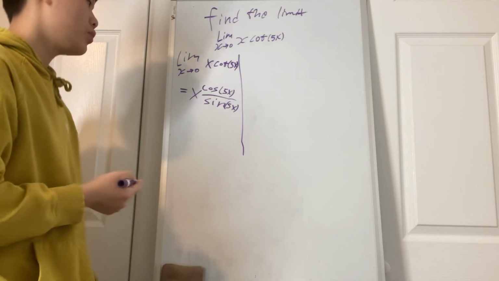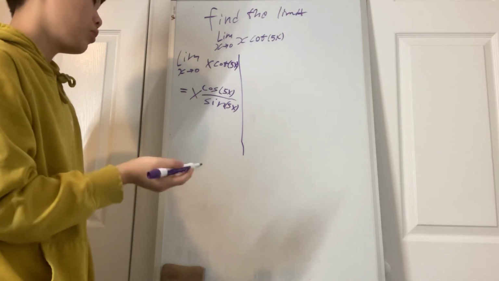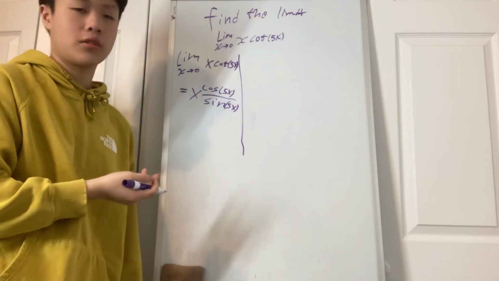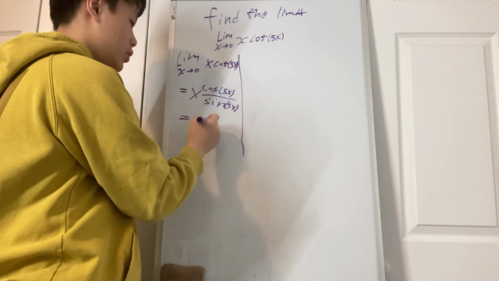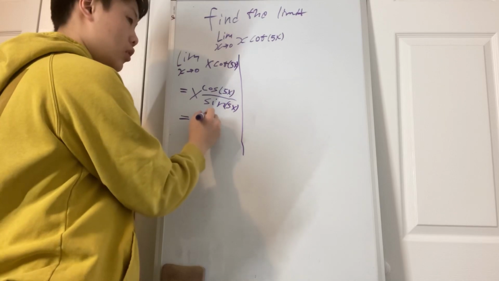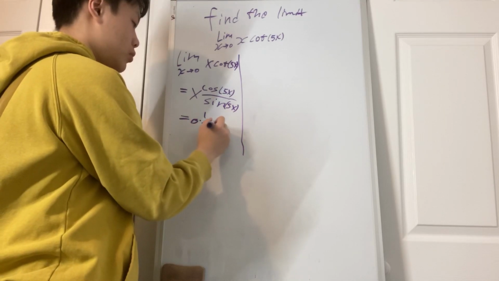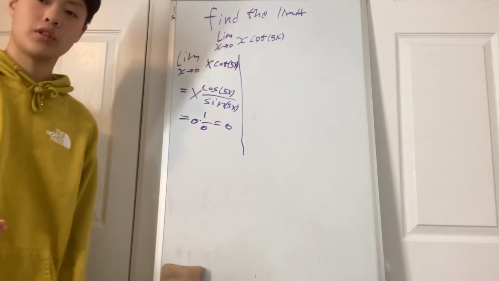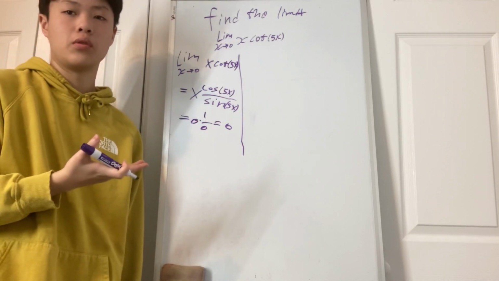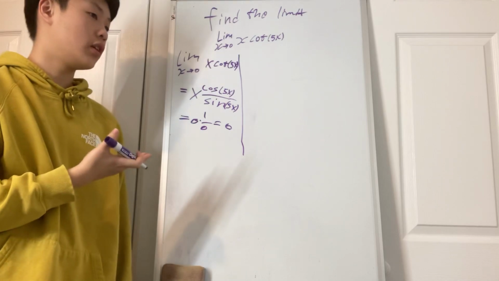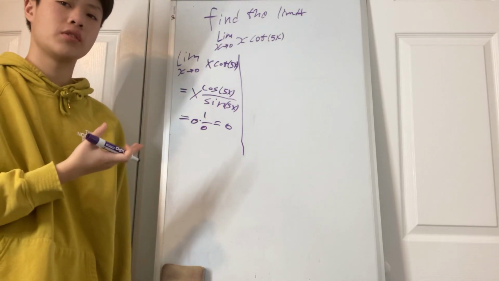And then after you do that, you could just plug in the values, but that doesn't really get you anywhere. It gets you to 0 times 1 over 0, which is equal to 0. So we know that direct substitution does not work. So there is definitely other ways to solve this.